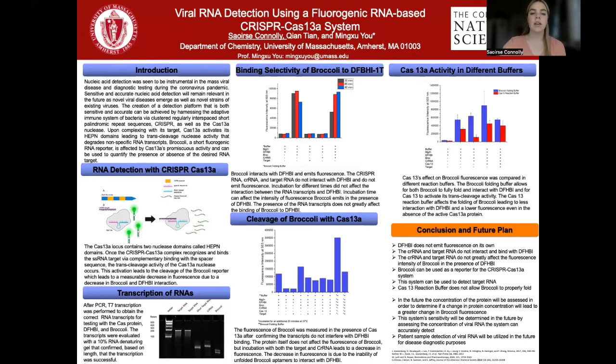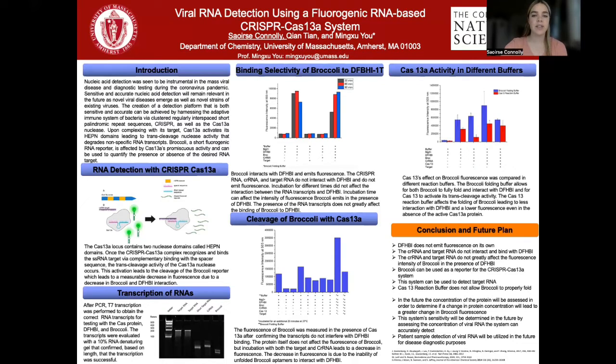In conclusion, viral RNA detection using a fluorogenic RNA-based CRISPR-Cas13a system is possible. It was first seen that DFHBI does not emit fluorescence on its own or interact with the crRNA or target RNA to emit fluorescence. This means that in this system, fluorescence is only occurring when the folded broccoli aptamer is interacting with DFHBI, and it is the sole reporter of fluorescence.